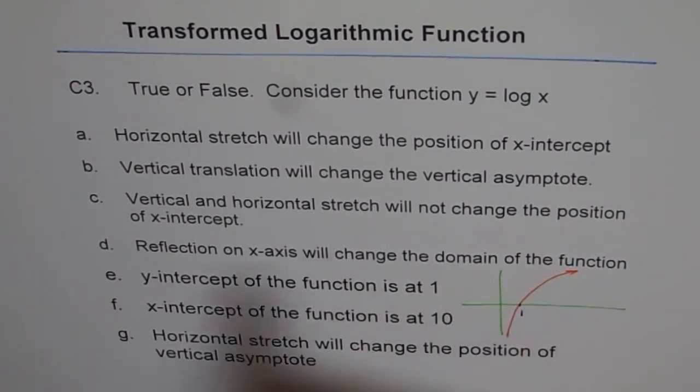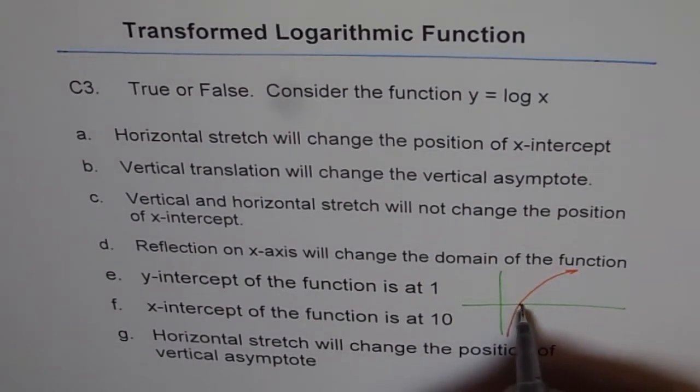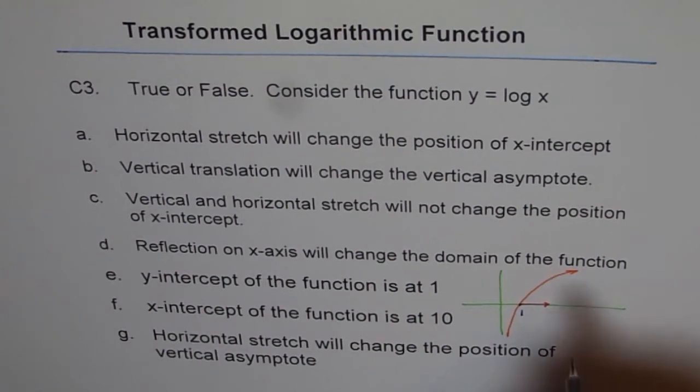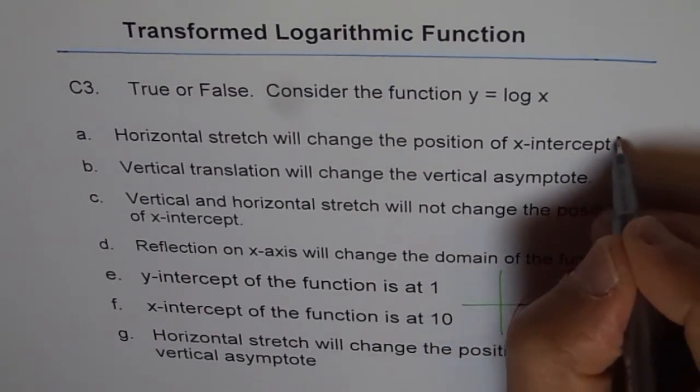Now, horizontal stretch will change the position of x. So what will happen if I do a horizontal stretch? Horizontal stretch means moving it away. So when I move it away, yes, it will be changed, correct? So that statement is true.